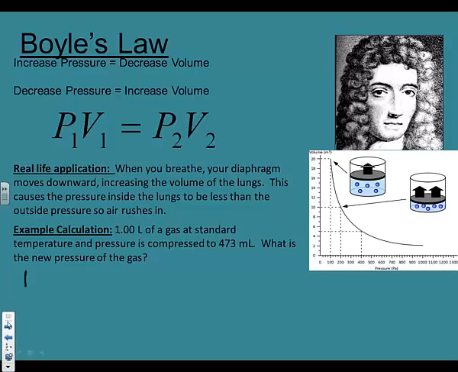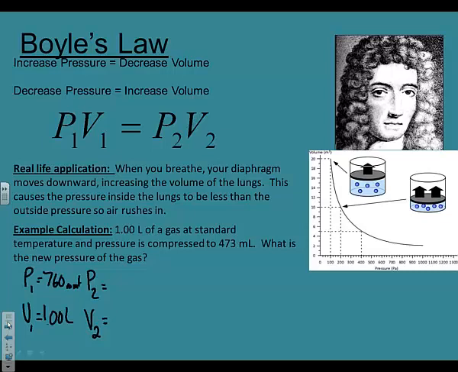Again, start with what you're given in your problem. I always like to write down all my variables and what they are given to me in the example. I'm told that I have 1 liter of gas, so there's my initial volume, and it's at standard temperature and pressure. If it's at standard temperature and pressure, then I know it's 1 atmosphere. If it's 1 atmosphere, then I can also assume that it's 760 millimeters of mercury.